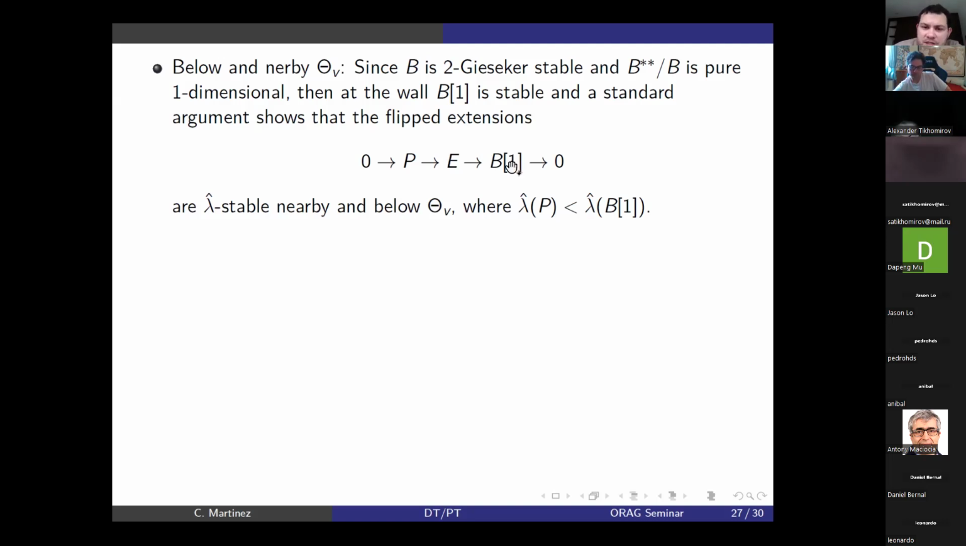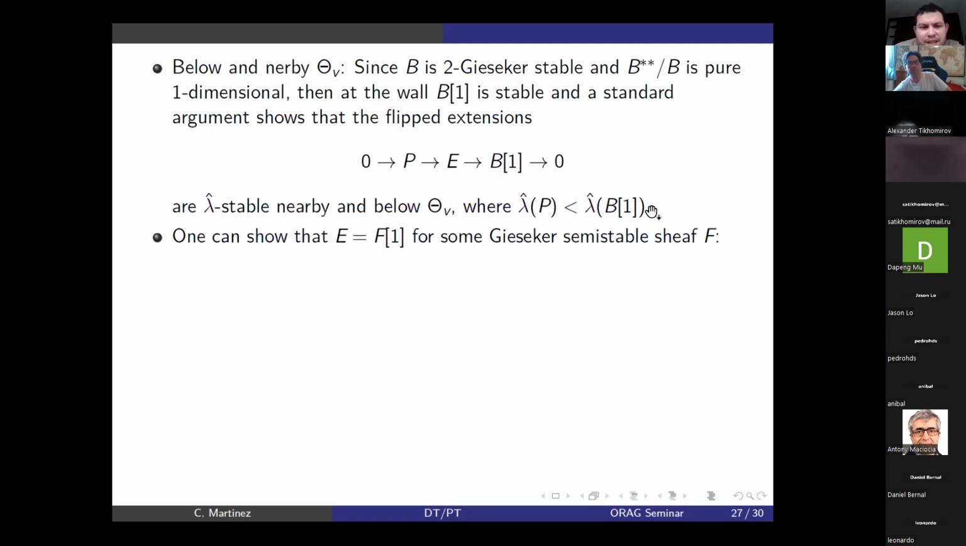If I take the flip extensions now, if I change the order of these things, these objects are stable nearby and below theta v, right? Because I can show that below theta v, the lambda hat of p is less than the lambda hat of p shifted by 1. And then you can work a little bit more using long exact sequencing cohomology to show that actually that E that fits in something like this is the sheaf of a sheaf. And not just of any sheaf, but a sheaf that is Gieseker semistable. Right? So this extension is actually the sheaf of a Gieseker semistable sheaf.